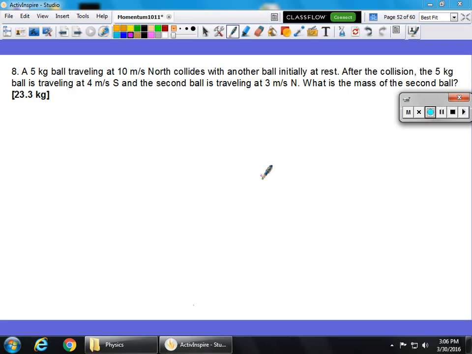This is number 8. This one involves another collision conservation of momentum. It happens to be an elastic collision problem. So that is, we're going to have two objects before and two objects after. So let's do the setup for this one.